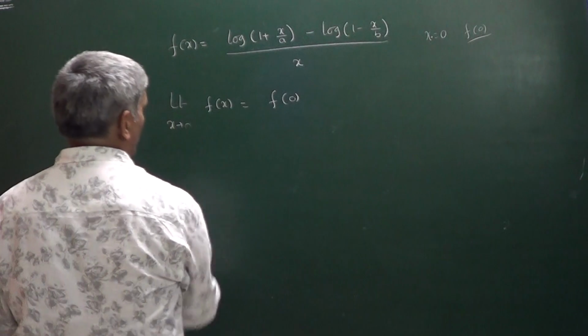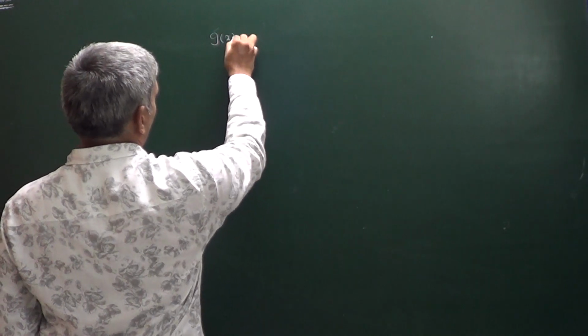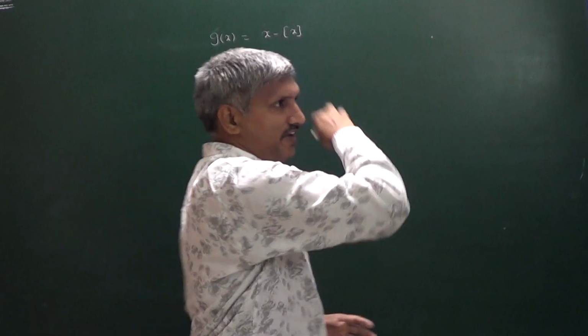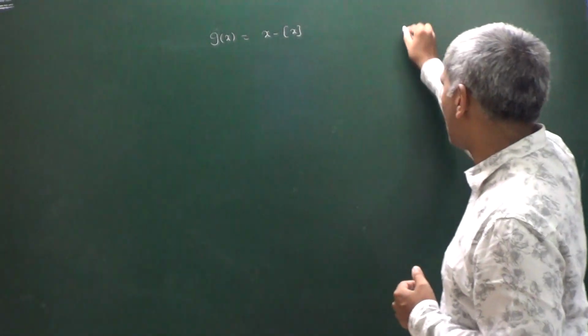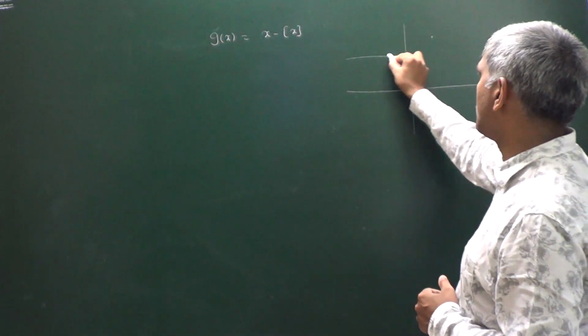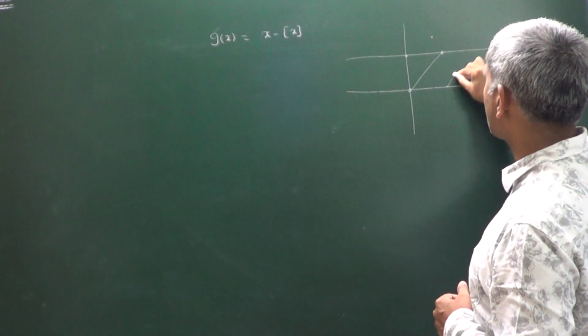The function is given like this. This is also a textual question in the NCERT textbook. g of x is equal to x minus integral part of x. No doubt, that is the fractional part of x. You know the graph of the fractional part of x. So you will get the graph of the fractional part of x like this. You know the maximum value is 1. So this is the graph of the fractional part of x.